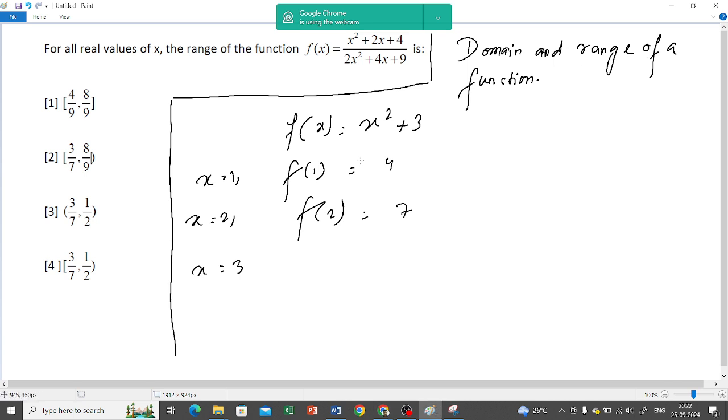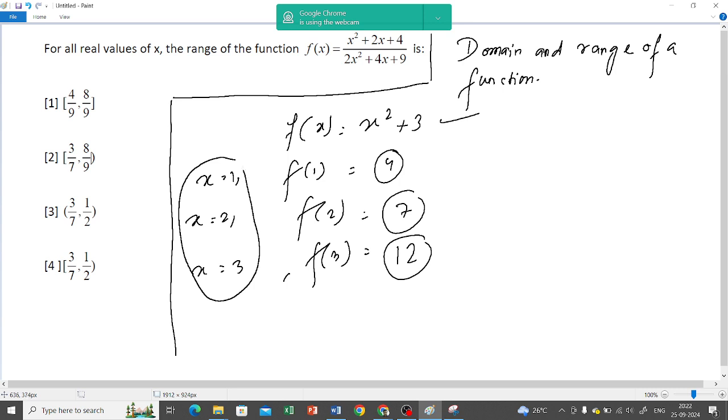So domain and range of a function is what, say you have a function like this, f(x) equals x square plus 3. Now if I put the value of x equals to 1, what is the value of f(1) I'm going to get? 4. If I put x equals to 2, what is the value of f(2)? 7. If I put x equals to 3, what is the value of f(3)? 12, right? You see, these values are called domain.